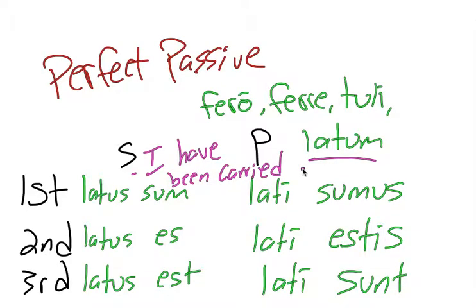Just got to remember that the principal parts are irregular. The present tense conjugation is irregular, but imperfect and future look like third, and then the perfect active and passive systems are conjugated just like any other verb. You just got to remember the principal parts look different than what you think they should.